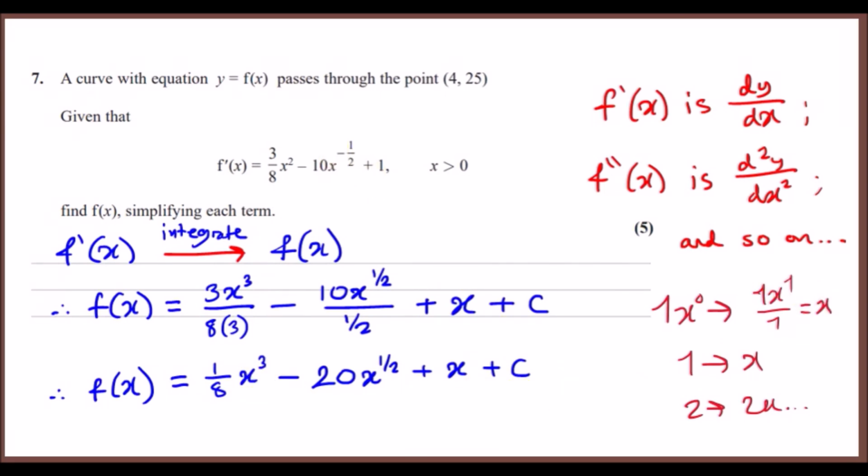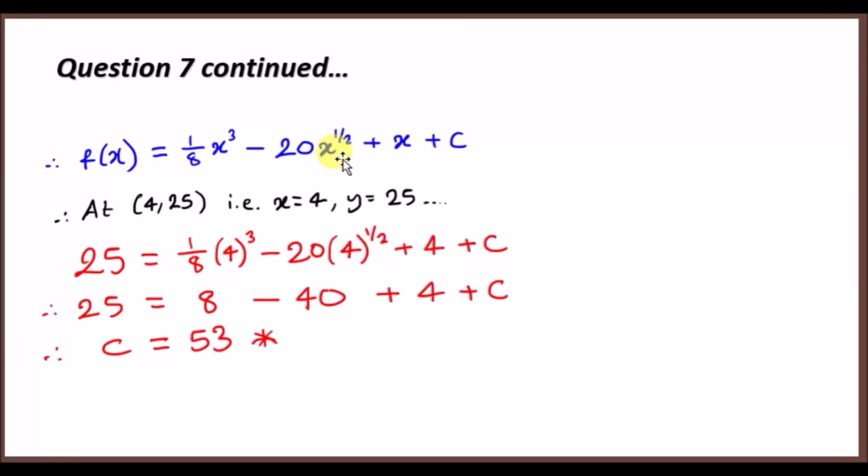So recall how they told us that we need to use the point (4, 25), because that's what this curve y equals f(x) passes through. Now, the point of this is that this is not the final result. We need to evaluate c with the given conditions. So I said, okay, at (4, 25), i.e. when x equals 4 or y equals 25, we just plug into this equation. So f(x) becomes 25 and all these x's become 4.